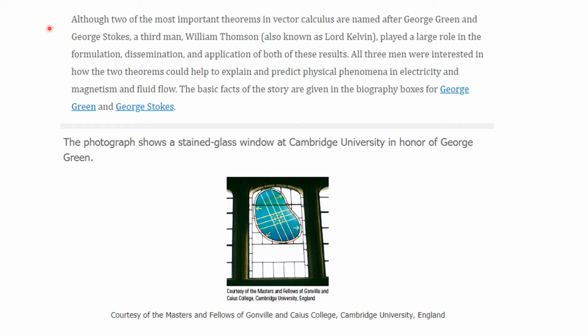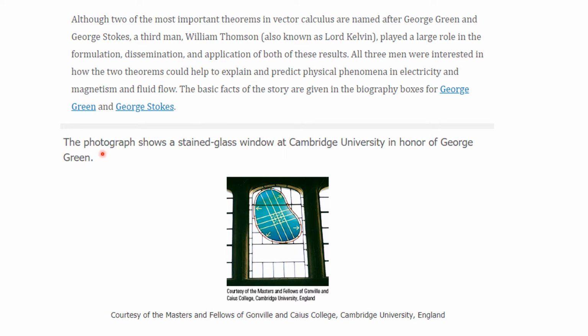Now, there were people behind these great theorems, and there's a fellow named George Green and George Stokes. There is a third man who is also known as Lord Kelvin in addition to his given name, who played a large role in the dissemination of those two results, that is, Stokes' theorem and the Divergence theorem. And there are others who were involved too.